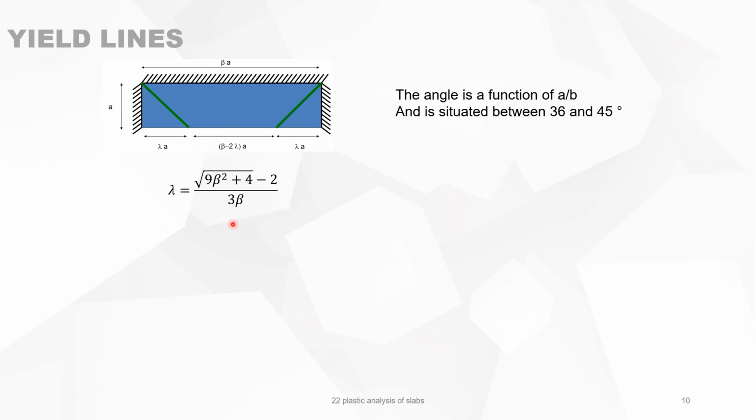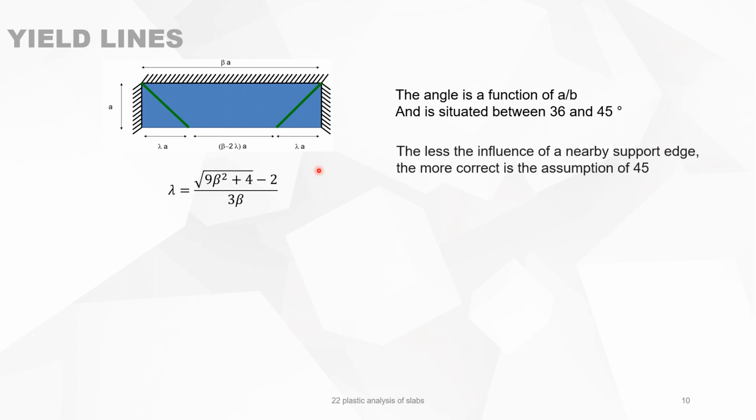And you can state that the angle is a function of A over B, but B is beta A, and if you take the beta factor, then you can see that it is situated between 36 and 45 degrees. The less the influence of a nearby support edge, the more correct is the assumption of 45 degrees.